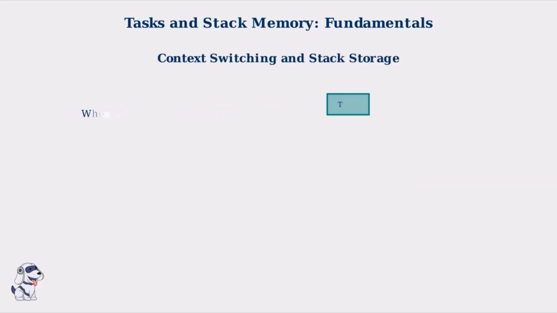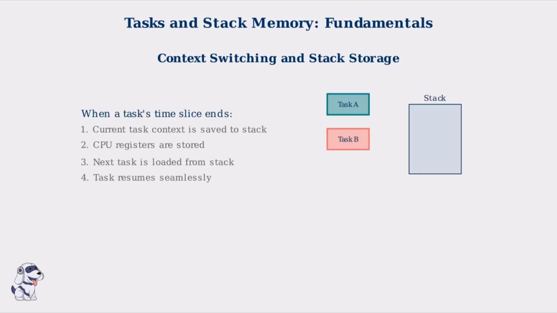When a task's time slice ends, the operating system performs a context switch. The current task's context, including data in CPU registers, is stored in the stack. This allows the task to resume seamlessly when it gets CPU time again. This context switching mechanism enables multitasking, allowing multiple programs to share the CPU efficiently while maintaining their individual states.